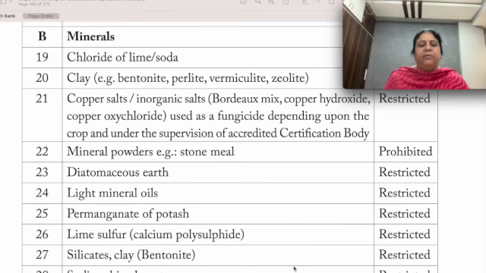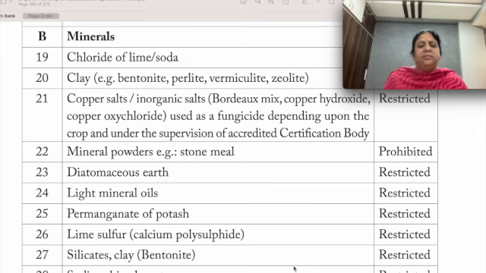The minerals which are permitted in organic farming are chlorides, clay, bentonite, perlite, vermiculite, zeolite. These are permitted. Copper salts, inorganic salts like Bordeaux mixture, copper hydroxide, copper oxychloride, mostly which are used for fungicidal activity, are restricted. Mineral powders like stone meal, prohibited.